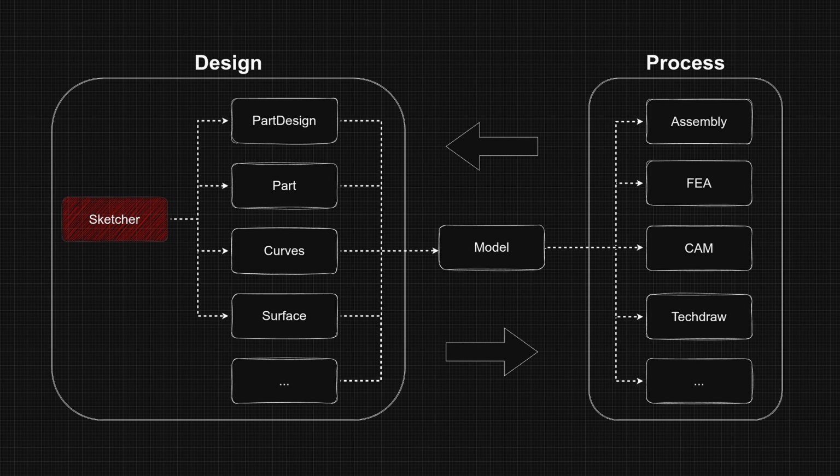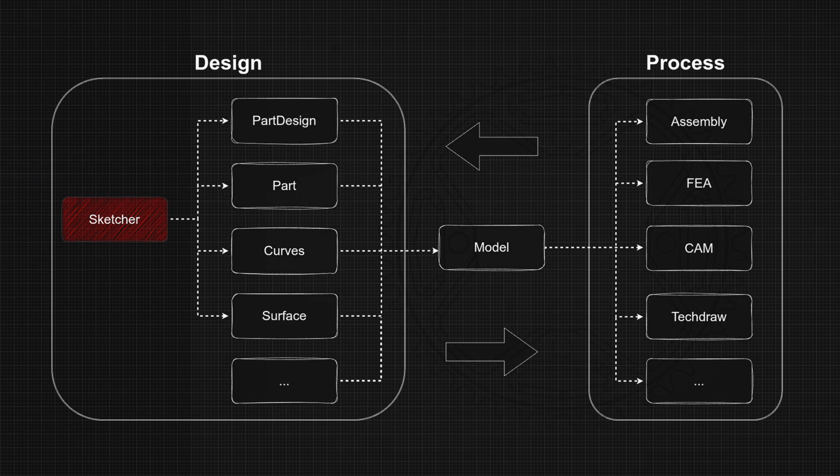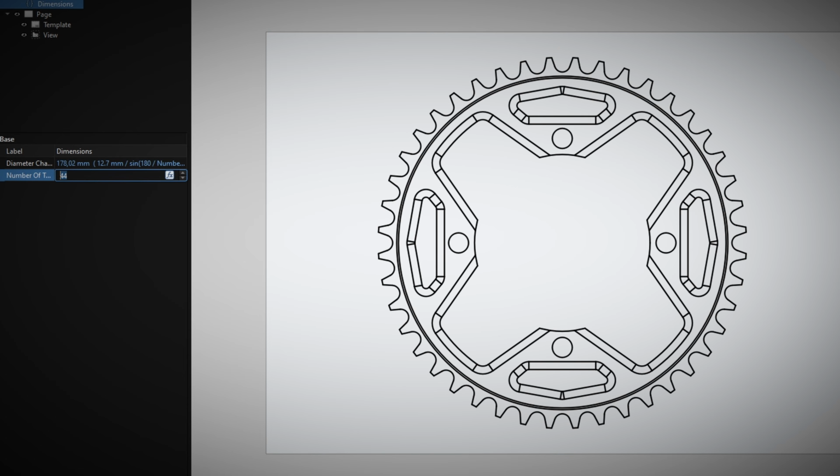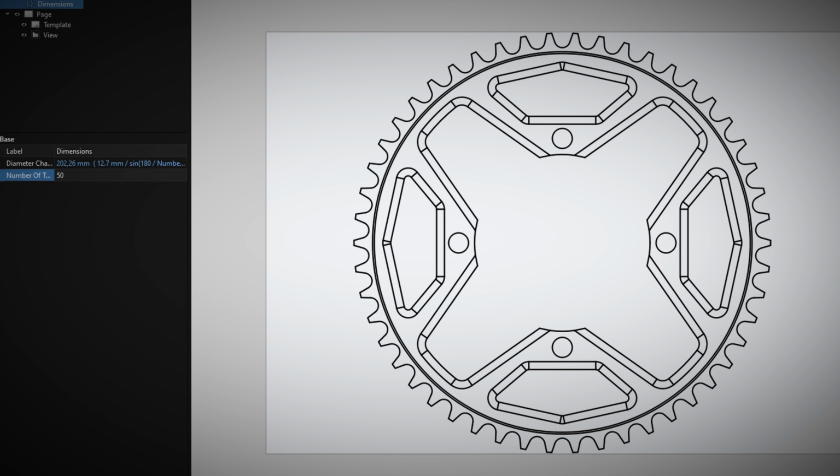If you reach the process stage and realize you need to change a dimension or a feature, you don't have to start over. You can simply jump back into the design phase, tweak your sketcher or any other workbench, and the changes will ripple through to your final model.